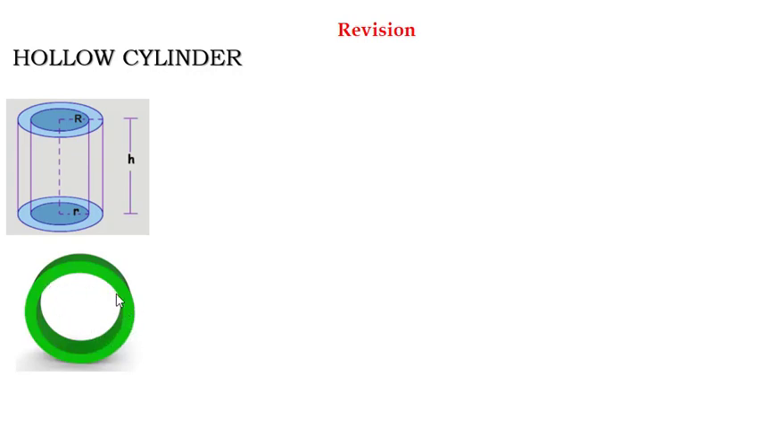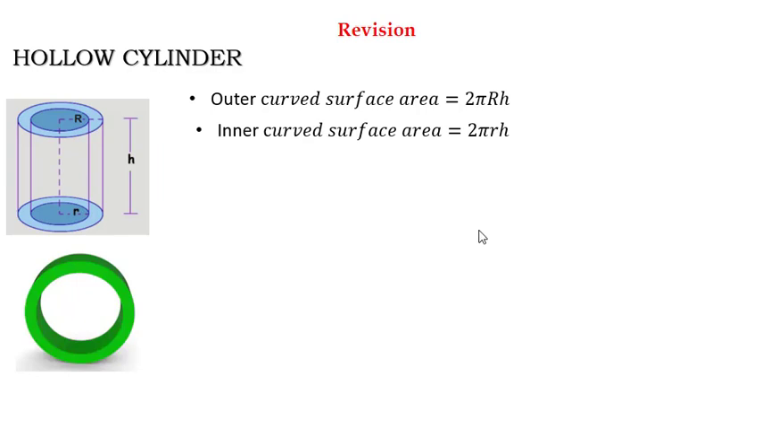So you will find that inside is empty, right? So in a hollow cylinder we have inner radius or inner diameter and outer diameter. Here let us consider inner radius is r and outer radius is capital R, and height of this cylinder is h. If I calculate outer curved surface area, it is 2 pi capital R into h. Inner curved surface area is 2 pi small r into h. Now total curved surface area is 2 pi capital R h plus 2 pi small r h.